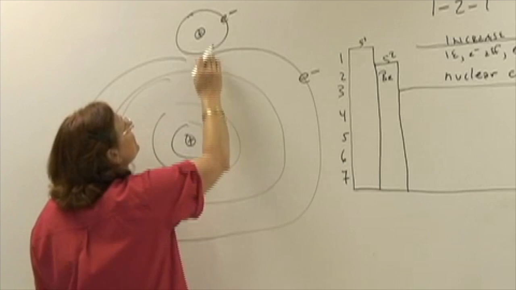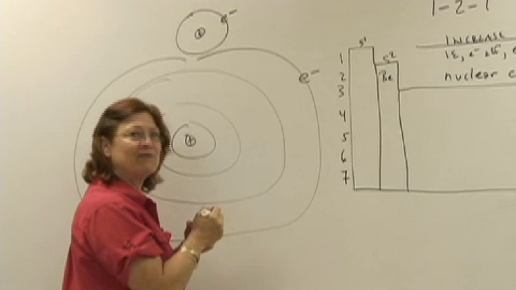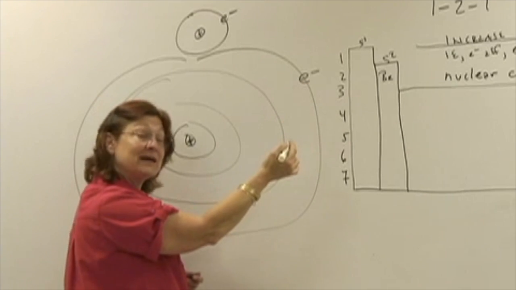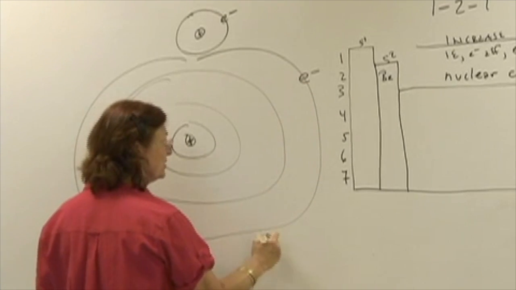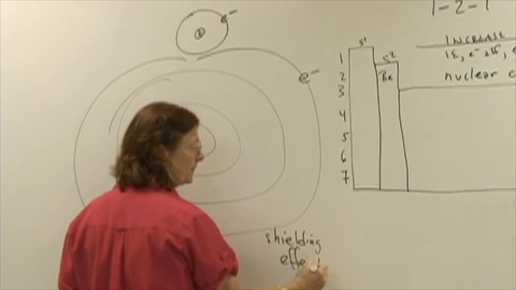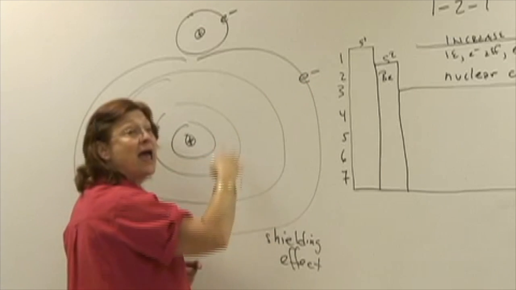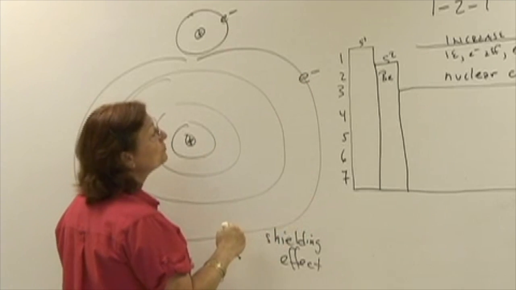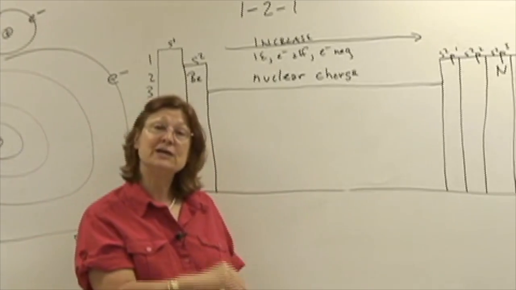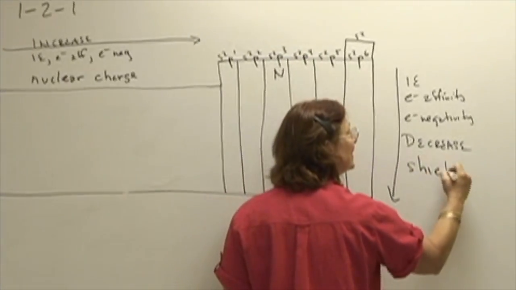And this is like when we are very young and we live at home. Our parents are our nucleus. They have lots of control. As we get older and we move away from our parents, the parents have less control. And we call this the shielding effect. The electrons are shielded from the nuclear charge because they're so far away as we move down the group. And therefore, the reason that the ionization energy, electron affinity, and electronegativity decrease as we go down is called the shielding effect.